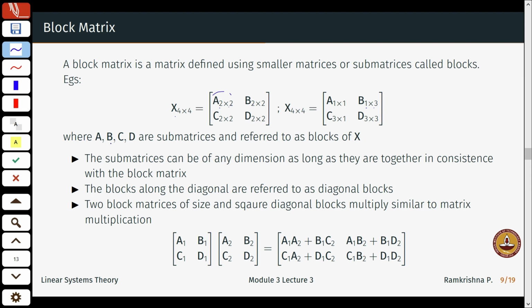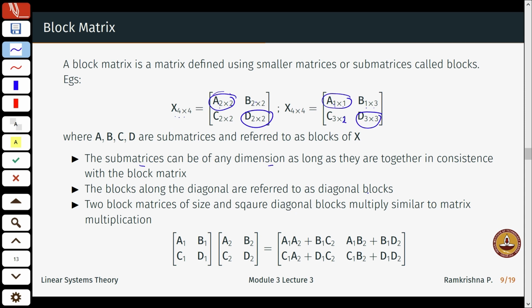So, these A, B, C, D in both these cases are referred to as certain blocks of X, and these A, B, C, D which are submatrices can be of any dimension as long as they are consistent with the block matrix. Say I can have a 1 cross 1 here, but I possibly cannot have a 3 cross 2 here, right. So, that dimensionality should be consistent. Okay. So, the blocks along the diagonal, so this A and D in both these cases, are referred to as the diagonal blocks.